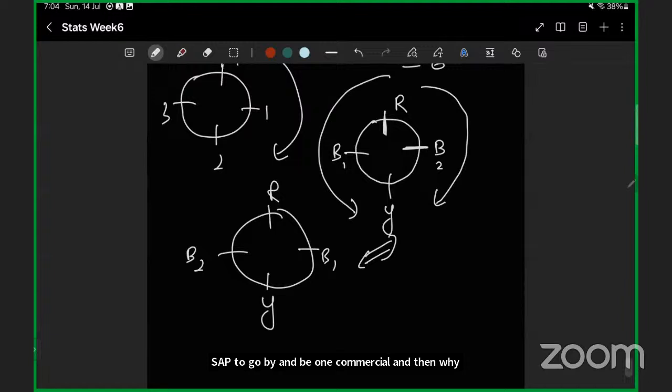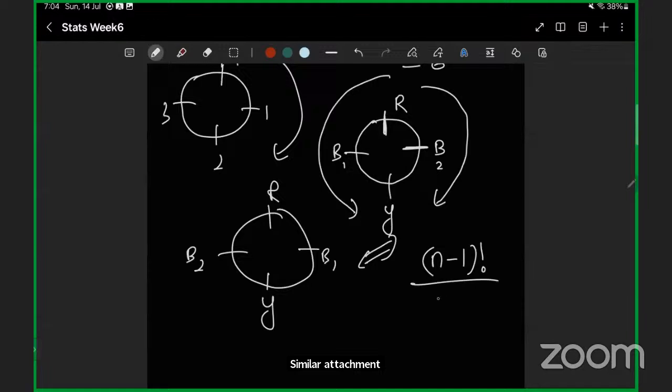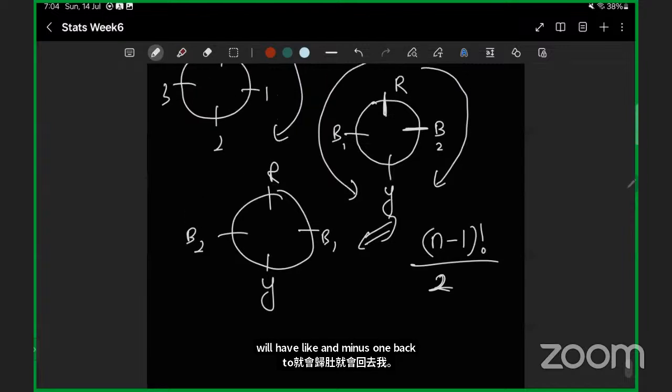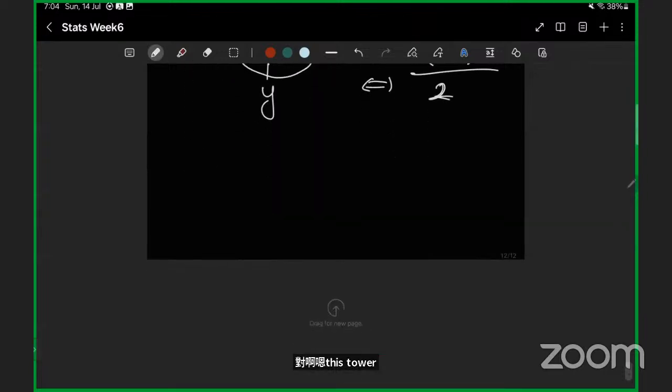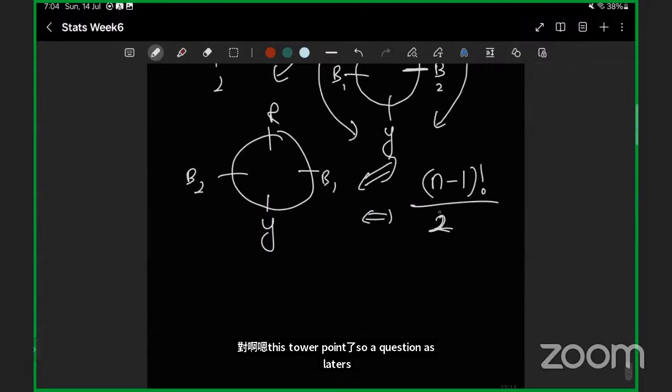So if you have a similar arrangement in clockwise and anti-clockwise, then in those cases you have n minus 1 factorial divided by 2. This is how the formula works. So if the question is like this, then you have to divide it by 2.